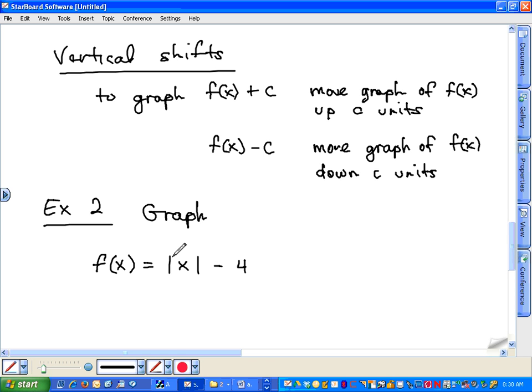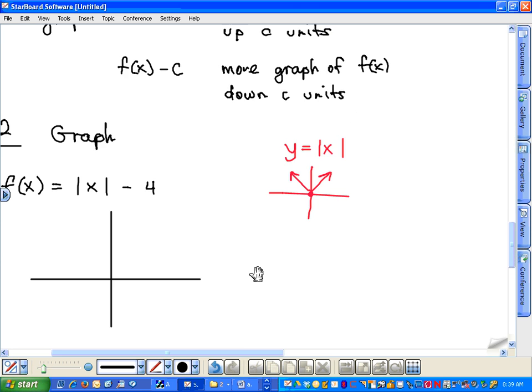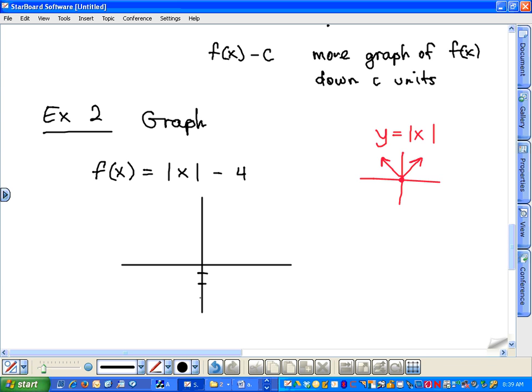So you have to have in mind what the actual parent function graph looks like. If I ask you to graph y equals the absolute value of just plain x, it's a V-shaped graph whose vertex is at the origin like this. So absolute value of x minus 4, the vertex has been moved down 4 units. Okay. Has the same basic shape as this one.